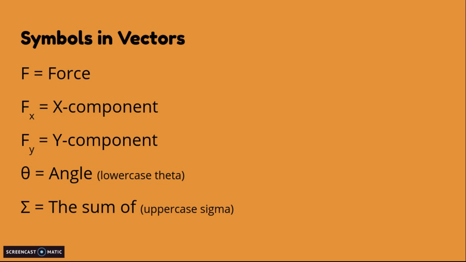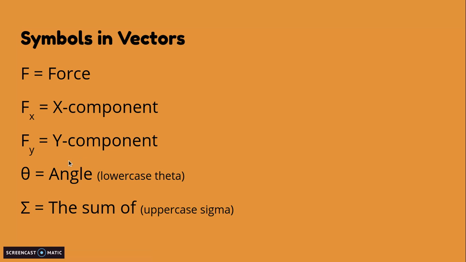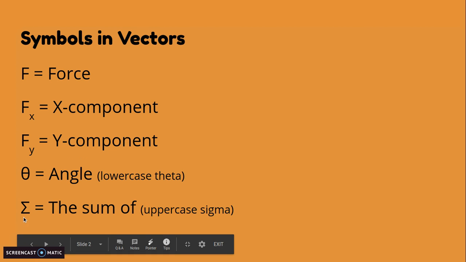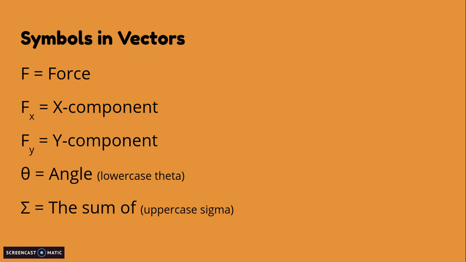So first we need to know the symbols that will be used. This may not make any sense right now. That's okay. I'll explain more later, but you need to know what these variables mean just for now. F will be used for force. Fx will be used for the x component. Fy will be used for the y component. The Greek letter theta, that's lowercase, represents angle, and that E-looking thing that we've used before is the sum of. That's what that means, uppercase sigma.